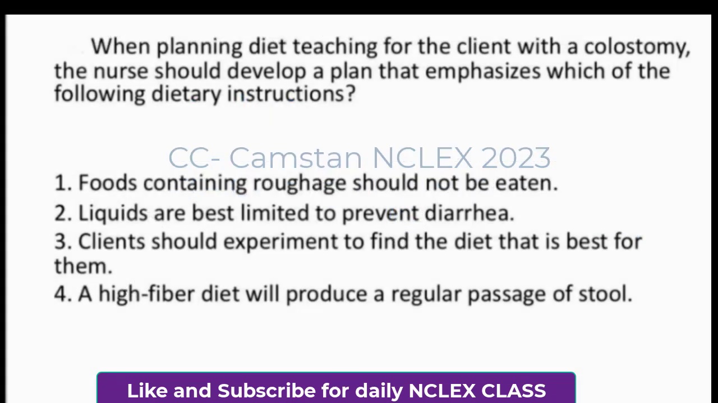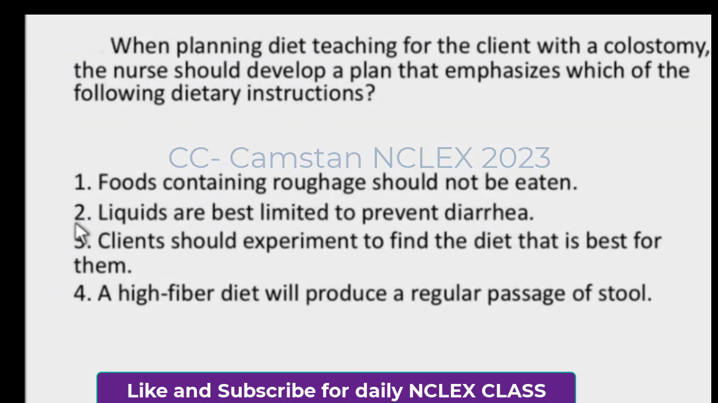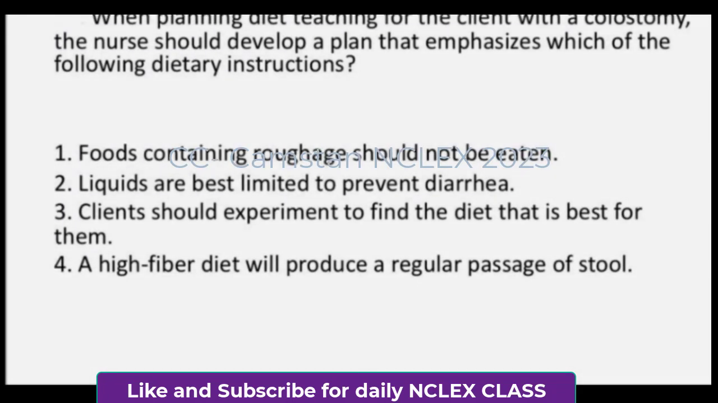Now the third option is the clients should experiment to find the diet that is best for them. Yes, it is the best option so far because it is best to adjust the diet of a client with colostomy in a manner that suits the client best rather than trying a special diet. So it should be in favor of the client. So this option is right so far.